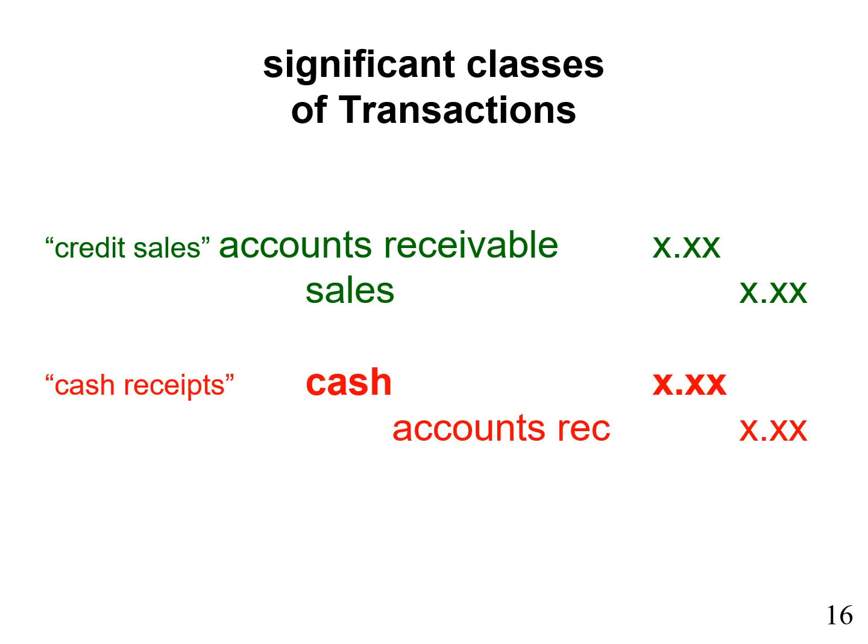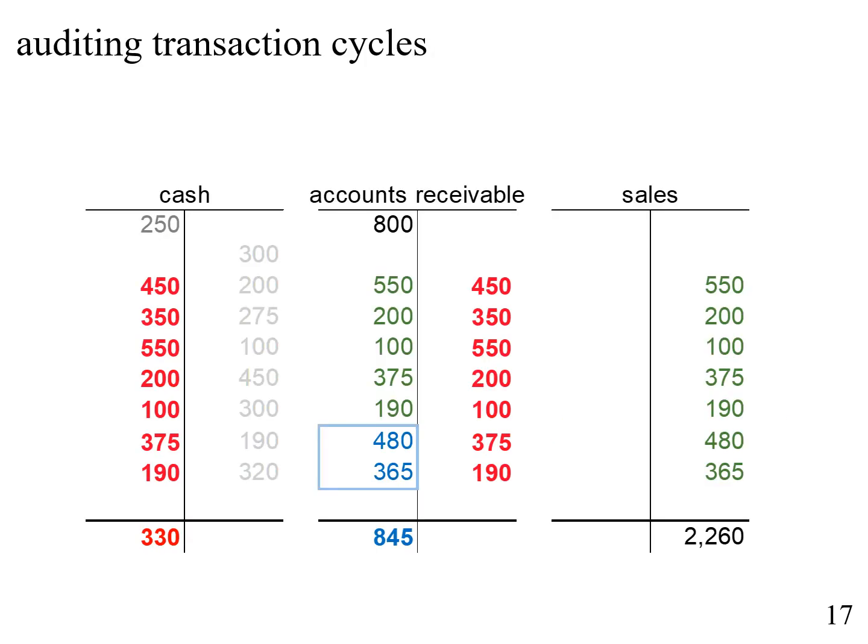Our 2 classes of transactions again, and here they are. The green represent our credit sales, the red represent our cash receipts. Now notice sales. If we want to audit sales, we have to look at transactions for the entire 12-month period. Similarly, cash receipts are for this entire 12-month period.